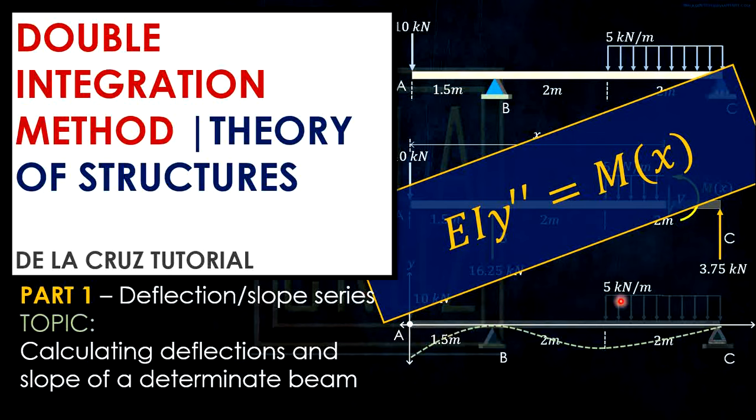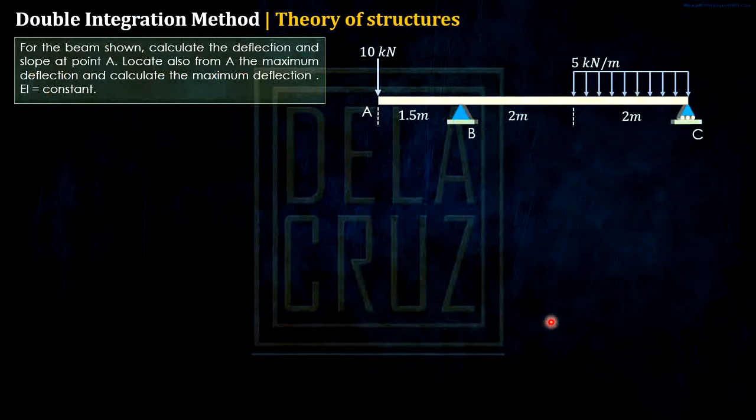For part 2, we will use the area moment method, with the same problem, lang para ma-visualize talaga natin at ma-differentiate yung kaibahan nila. Okay, without further ado, let's start.